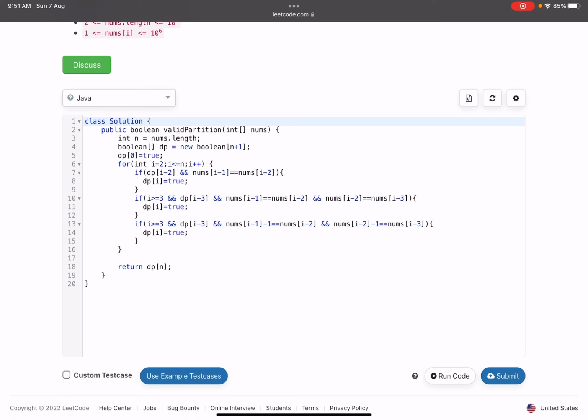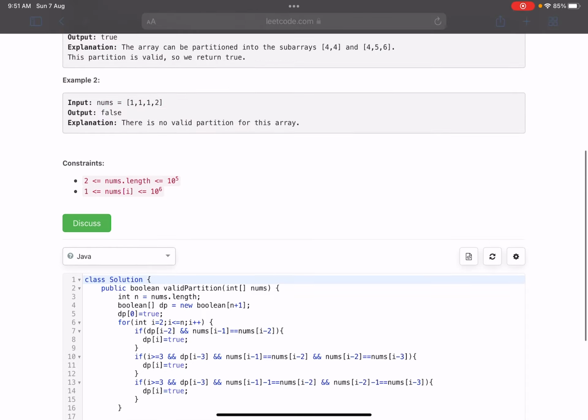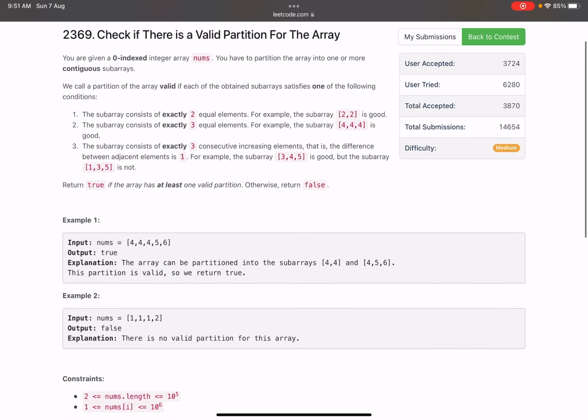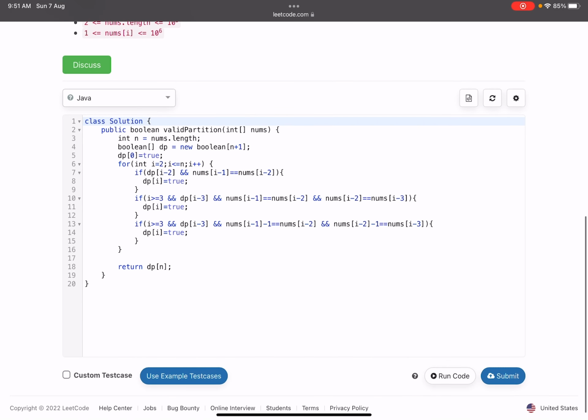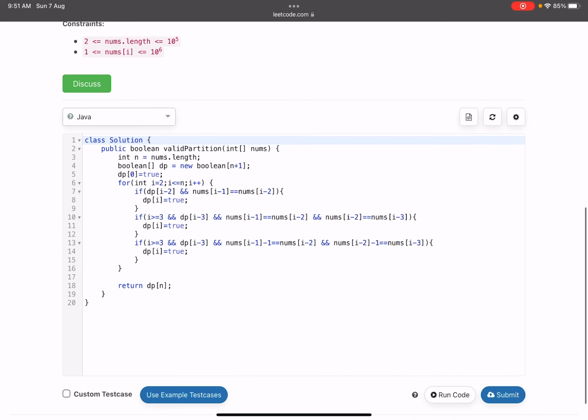Similarly, the third condition, if the last three elements are forming three consecutive elements, then we are good to go if dp of I minus 3 is also true, right? So these are the three conditions that we are checking. We have added an if condition, so if any one of them is satisfied, we are good to go, because the question says any one of them can satisfy. So finally we return dp of n.